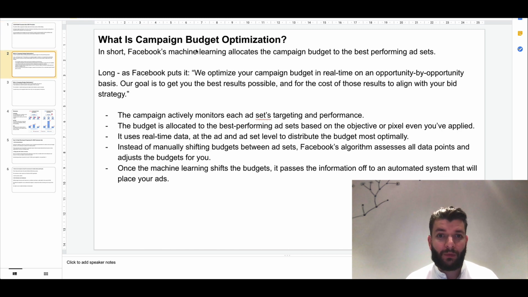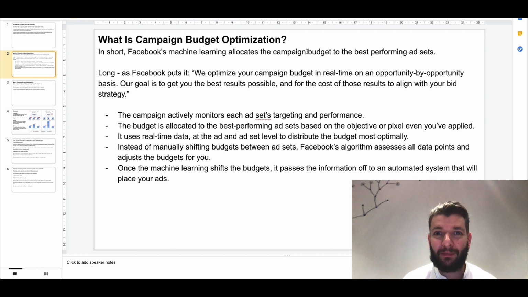Some things about CBO, if you're not familiar, or if you're familiar, that's good, but just to remind you, this will help you get a better perspective on CBO. We optimize your campaign budget in real time on an opportunity-by-opportunity basis. Our goal is to get you the best results possible, and for the cost of these results to align with your bid strategy.